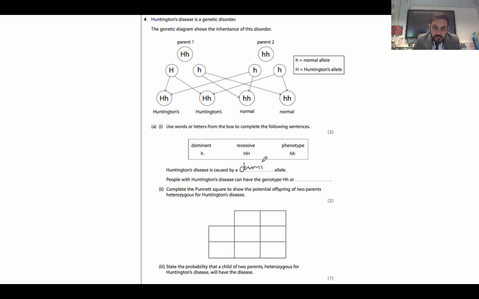How do I know that? Because look, Huntington's is dominant. So not every disease is recessive. People with Huntington's disease can have the genotype HH or that one.